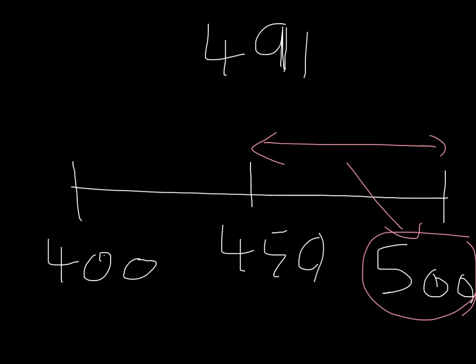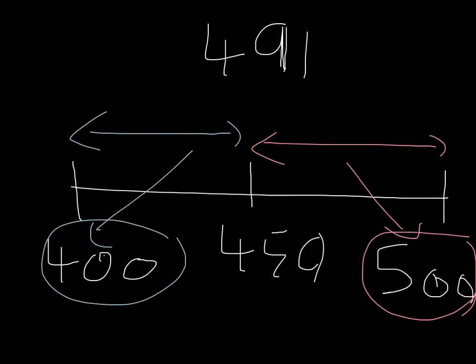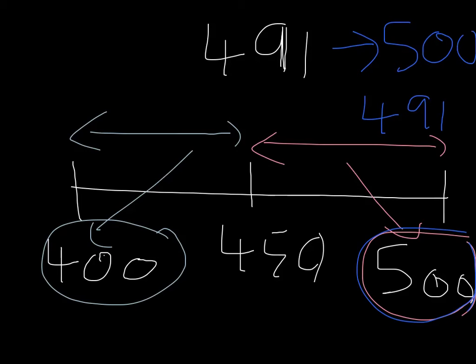And if there is any number that lies between 400 and 450, then that number rounds to 400. So for example, in this case, we have 491. So 491 is somewhere here. Therefore, because it's in this area, I round it to 500. So the answer is 491 gets rounded to 500.